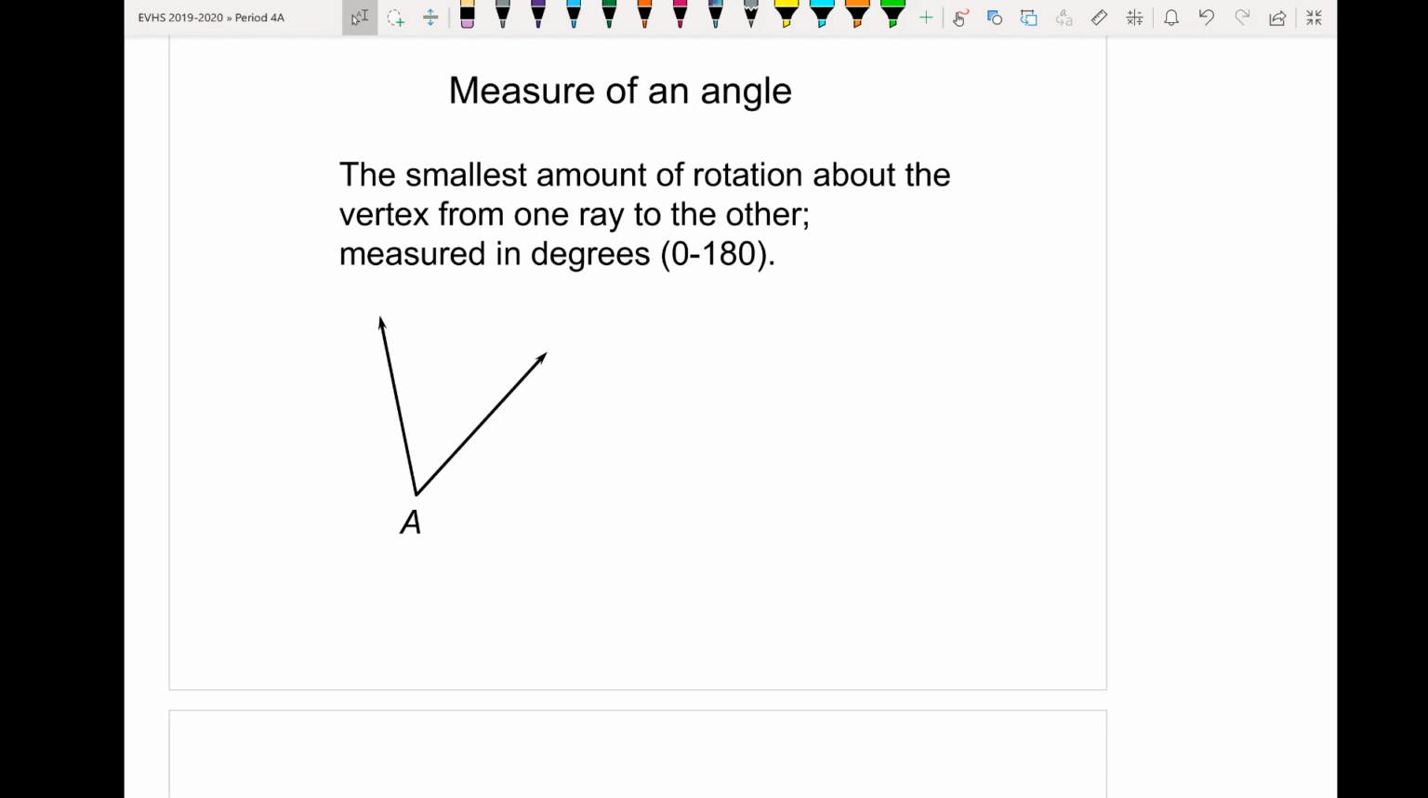All right, measure of an angle. That is always going to be the smallest amount of rotation about the vertex, meaning that essentially I've got a little pivot point right here. How much am I rotating to get to there? It's measured in degrees. Now, I want to point out that just like in measuring lengths and weights, you've got different measurement systems, metric versus customary. So inches versus centimeters, kilograms versus pounds. There's also another system for measuring angles called radians that you will get to quite a bit when you get to pre-calculus.